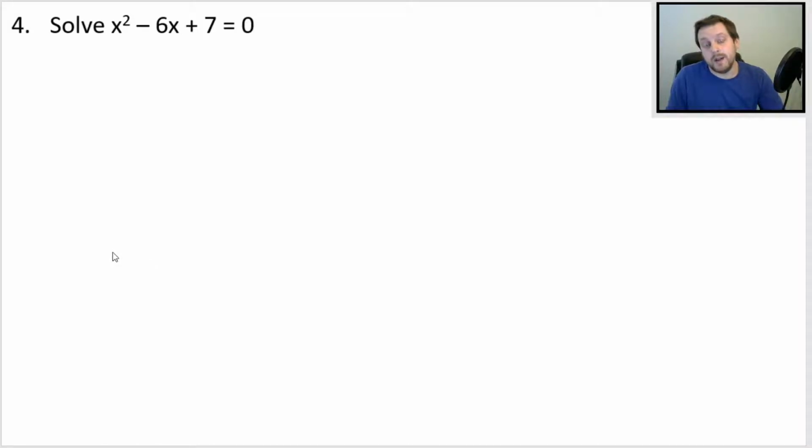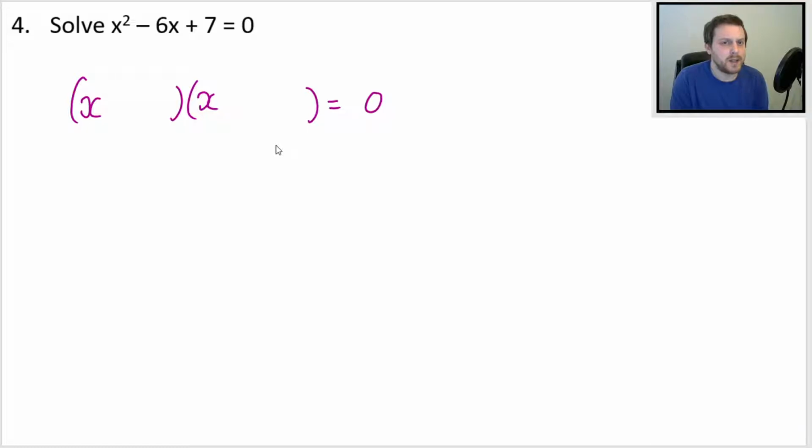Right, okay, so hopefully you've established that the difficulty with this one is we can't factorize it. If I try to factorize it, it's got to multiply to make 7. So we could either have 1 and 7 or minus 1 and minus 7. And minus 1 and minus 7 adds up to minus 8, not minus 6.